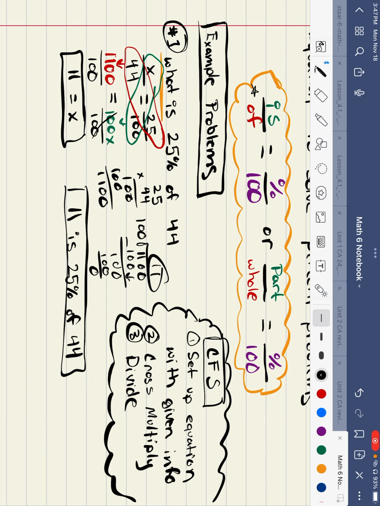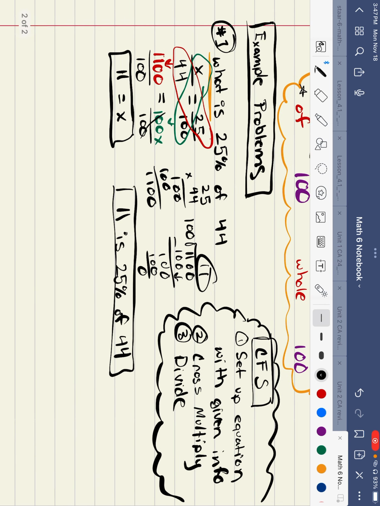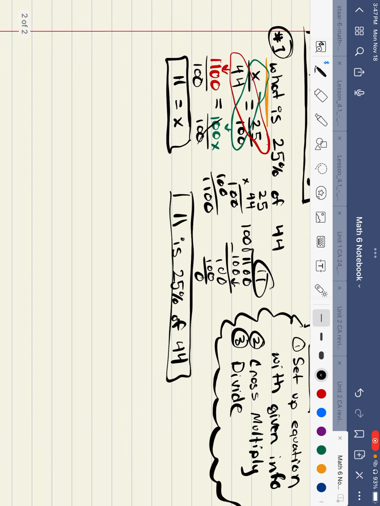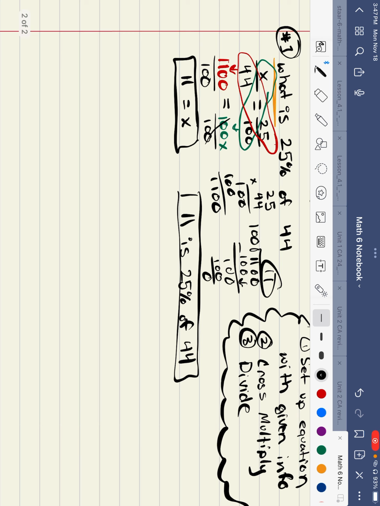Now we're going to do another example. Again, feel free to pause whenever. If I'm moving too quick for you, you can pause, rewind, all that good stuff. Number 2, what that's going to look like. So we found the is. Now I want to show you how we find the of. Number 2, we're going to say 25 is 5% of what number?